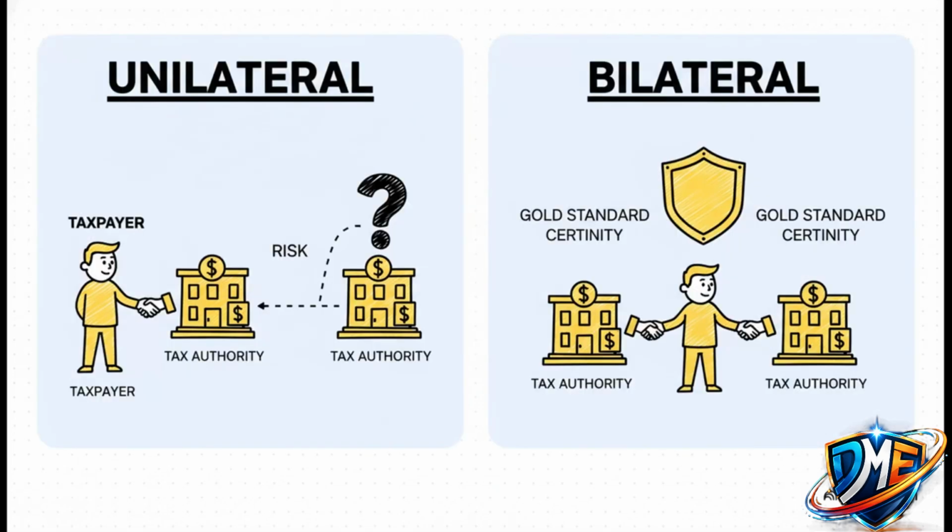Now, with APAs, there's a really crucial difference you need to know about. A unilateral APA is an agreement with just one tax authority. Sure, it gives you peace of mind in that one country, but you're still exposed everywhere else. The real gold standard is a bilateral or even a multilateral APA. That's where two or more countries all get in a room and agree on the methodology beforehand. That is how you get real, bulletproof protection from double taxation.